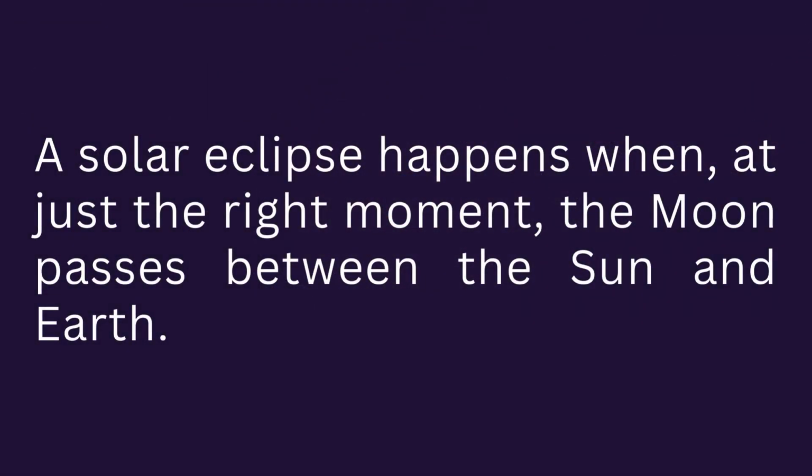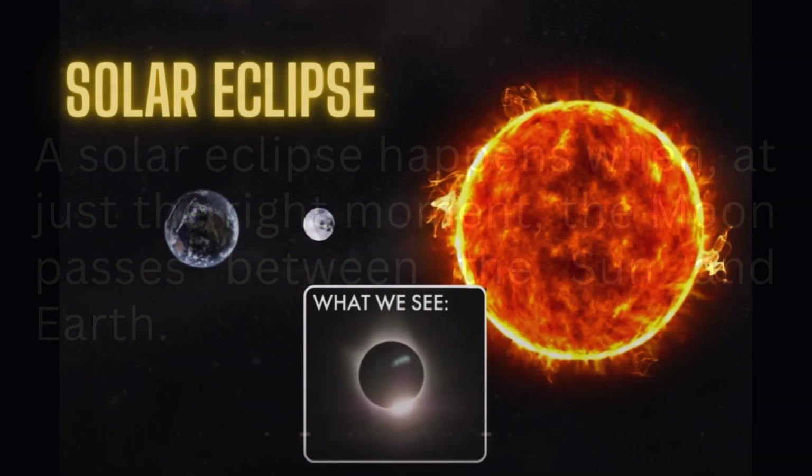A solar eclipse happens when, at just the right moment, the moon passes between the sun and Earth, as you can see in this picture.